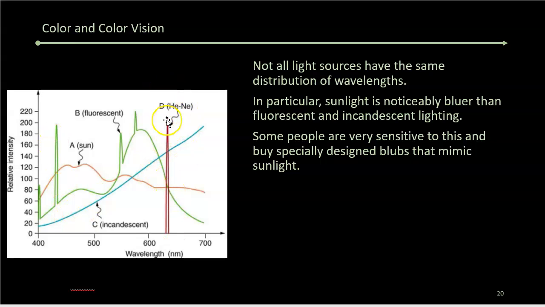And then you've got things like a helium neon laser that is very monochromatic and just produces this one wavelength, 600 and, I forget what it is, 640 nanometers. And so the kind of light you have makes a difference in what things look like.